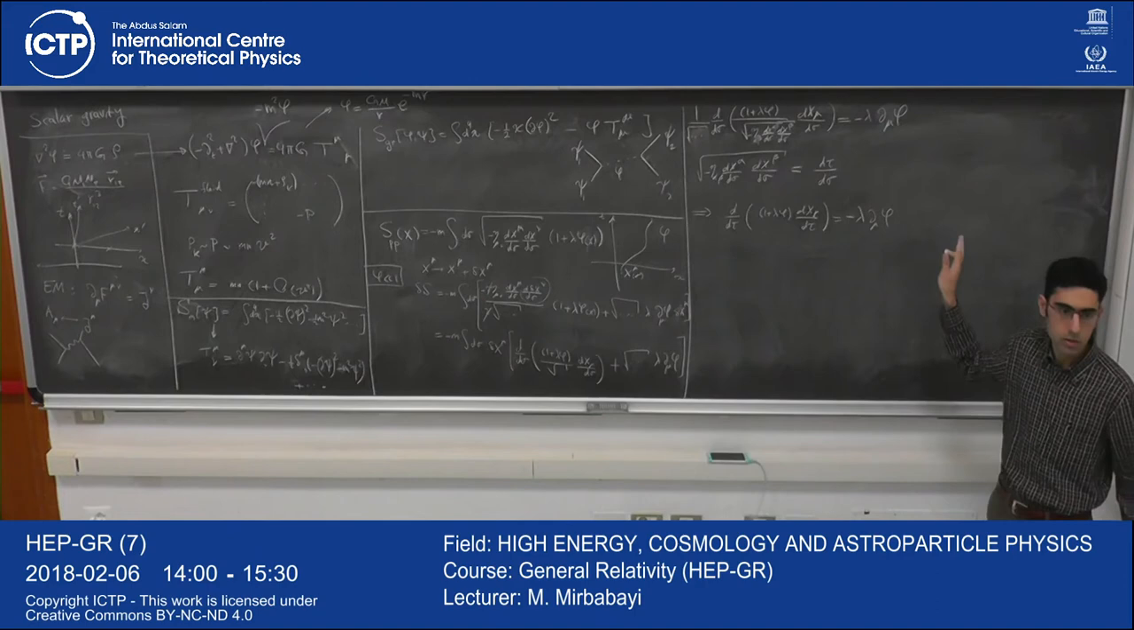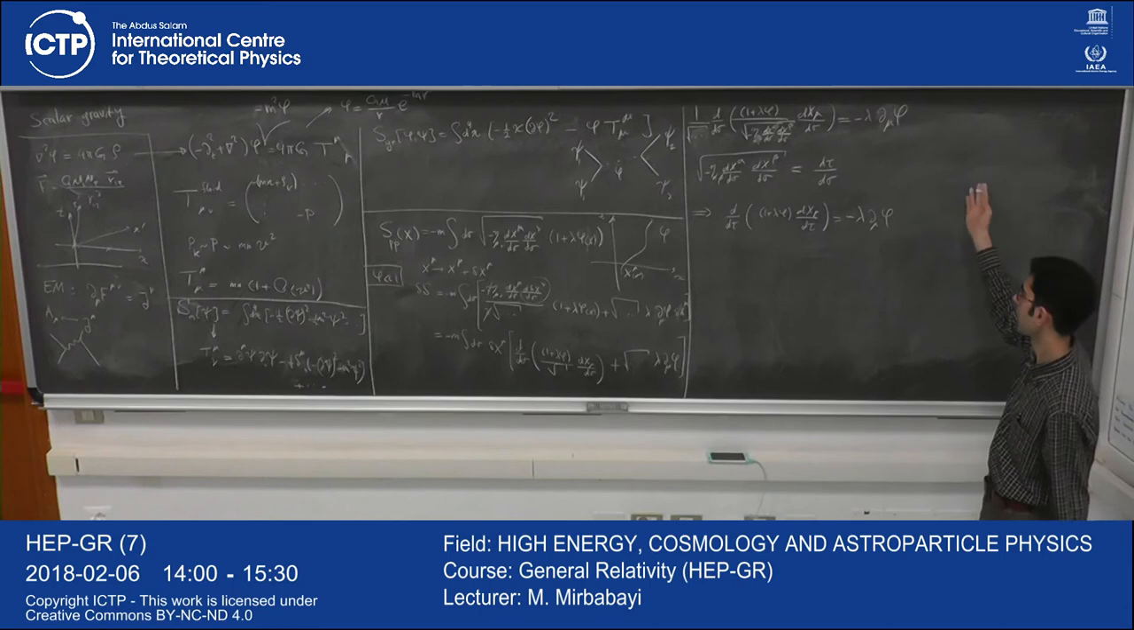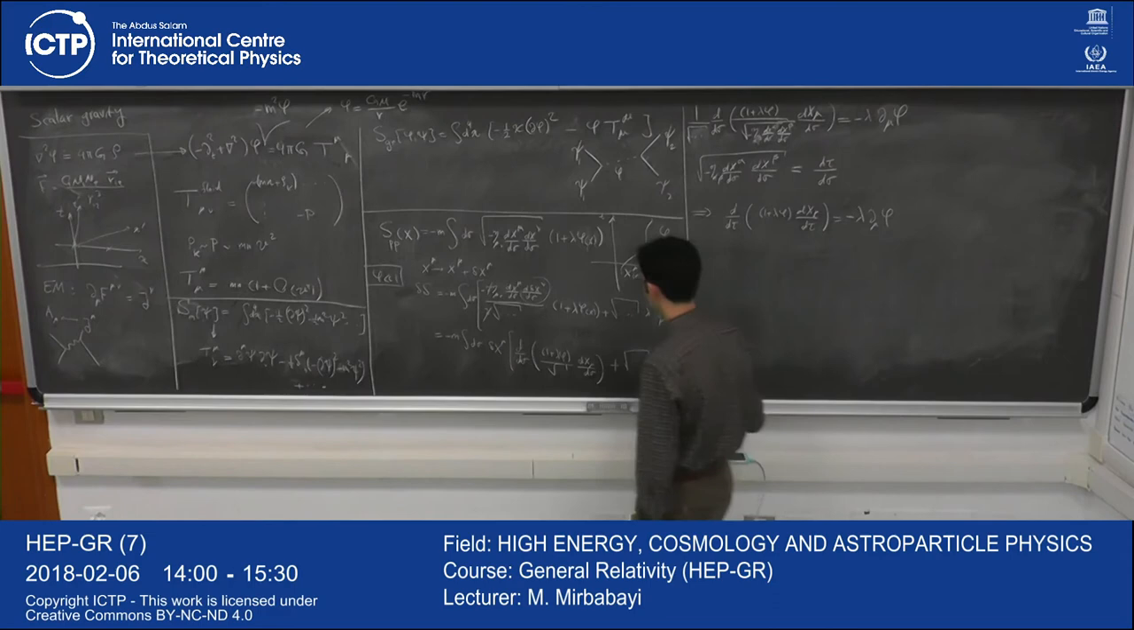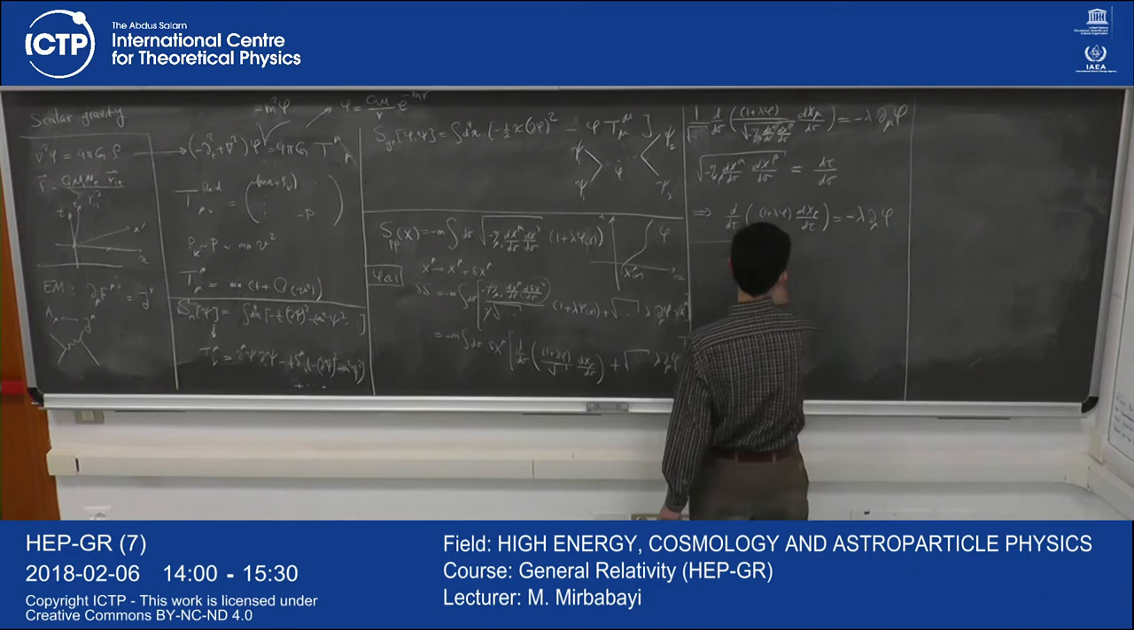So any questions so far? One check is that if I set phi to zero, I get the usual equation that we have: the second derivative of x^mu with respect to tau is equal to zero. Now we want to take the non-relativistic limit, assuming that phi is small.